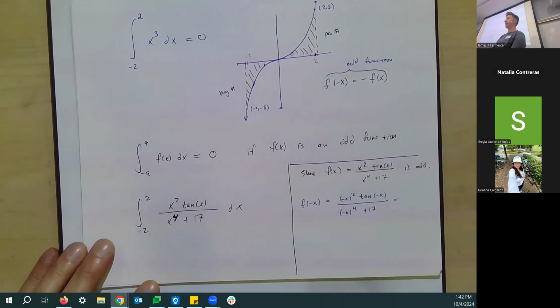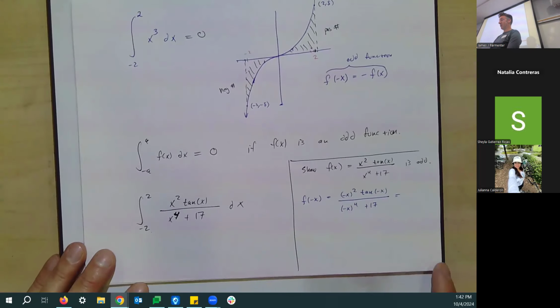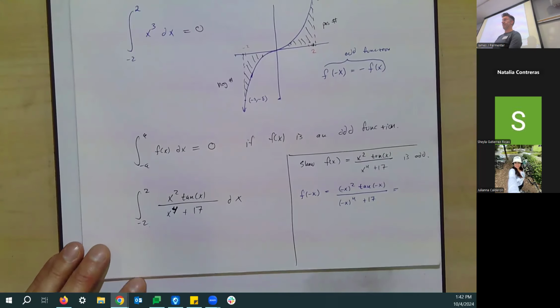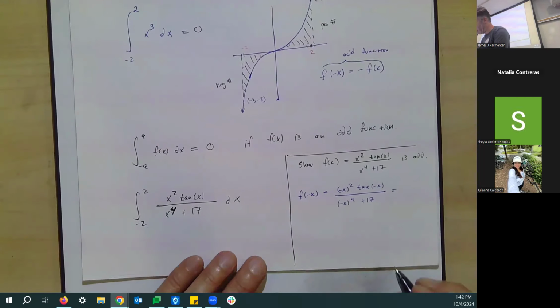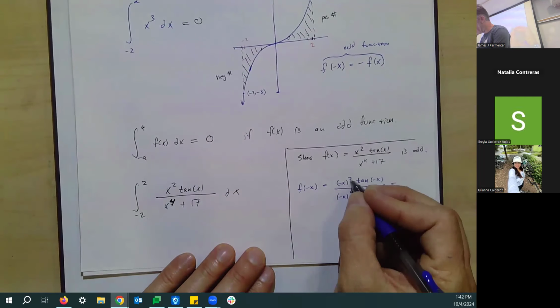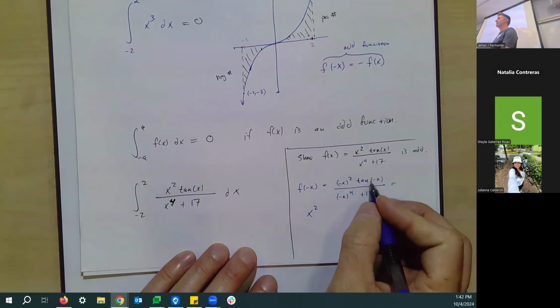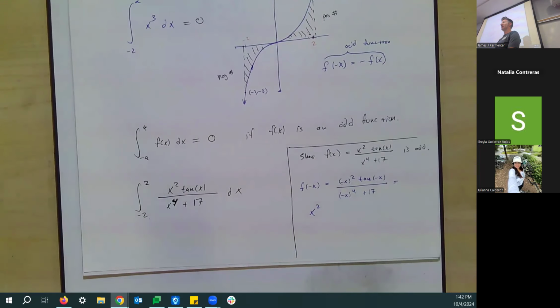If you need clarification, I'm happy to clarify. If it's hard to read something, I know my writing's not great. Speak up if you have something though. So -x squared is x squared. Ooh, tangent of -x. Is tangent even or odd?